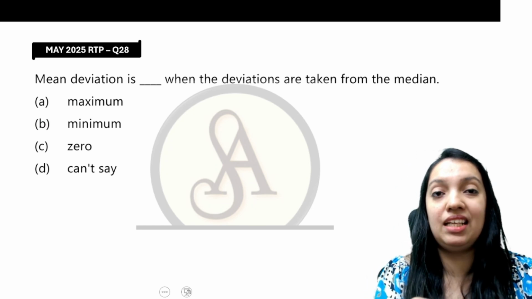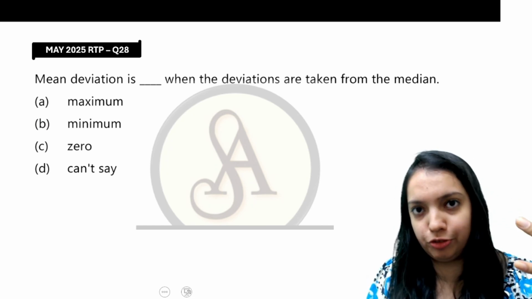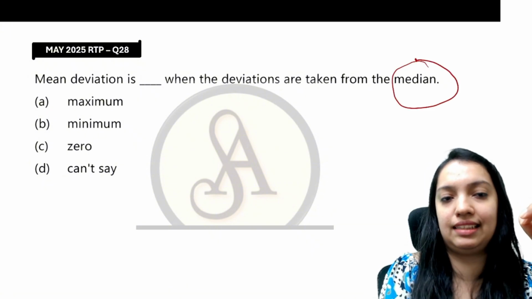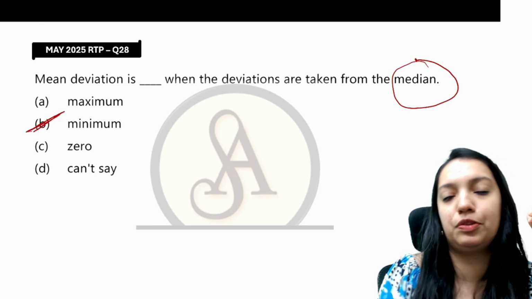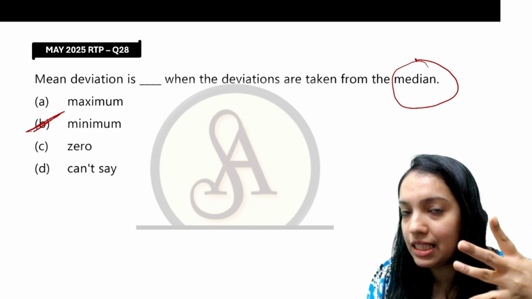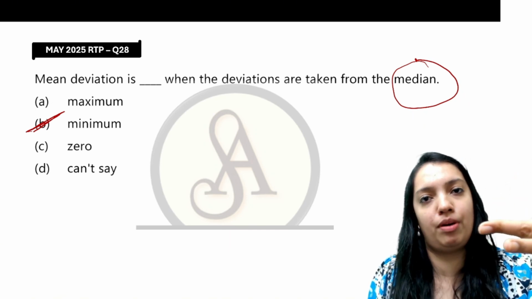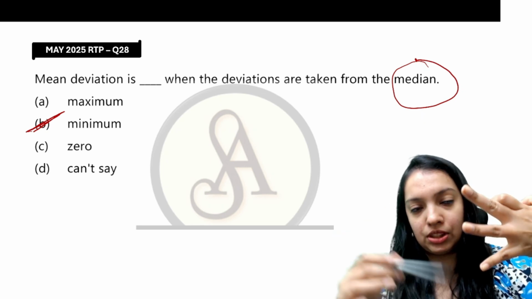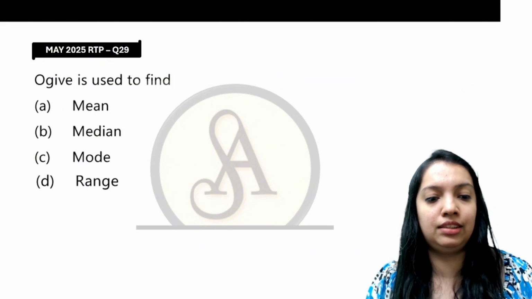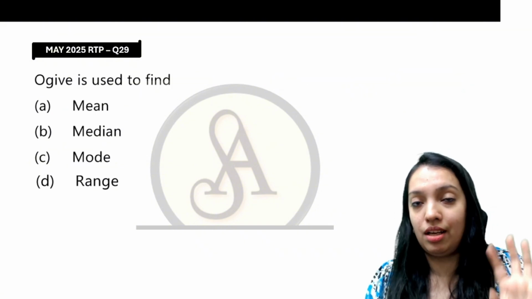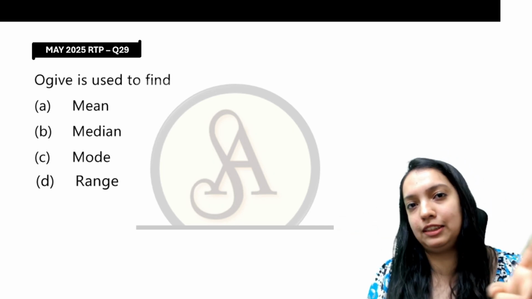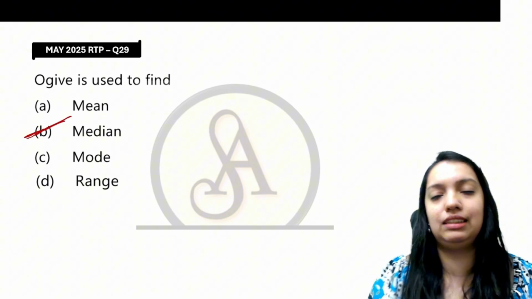Next, mean deviation. There are many properties of median, and the minimal property of median states that mean deviation is least when it is taken from the median. Say you have mean deviation from arithmetic mean, from median, and from mode. You calculate these 3 numbers. Mean deviation from median will always be the least value. Next, ogive is used to find dash. Remember, ogive can find all the partition values: median, decile, percentile and quartile. So your answer is median.